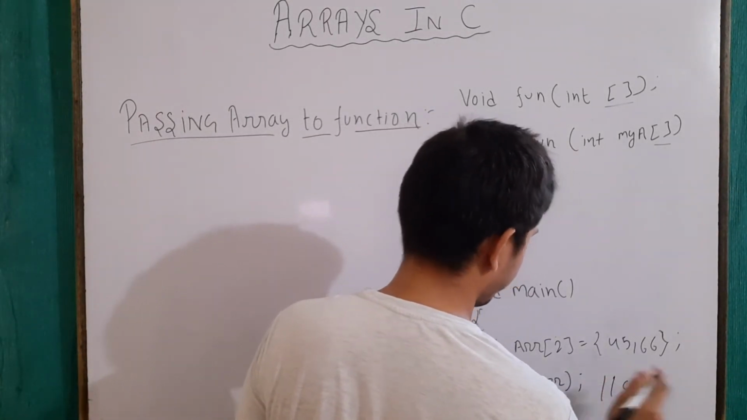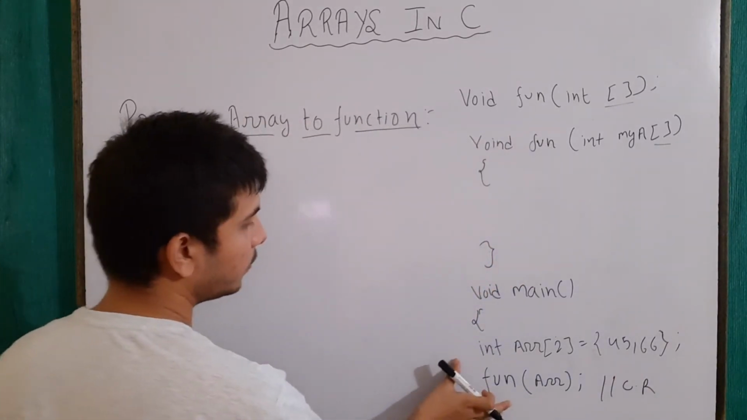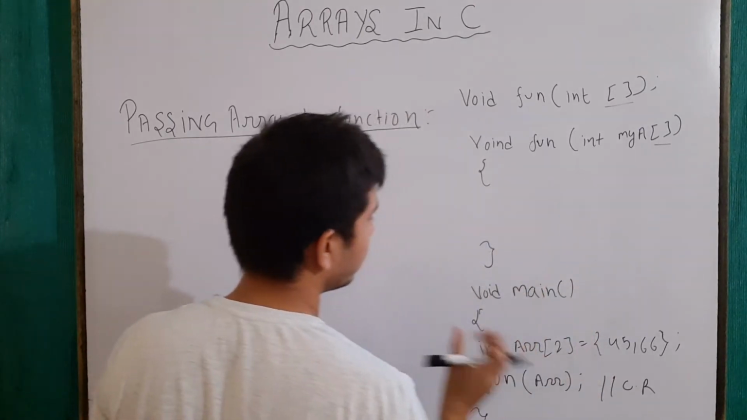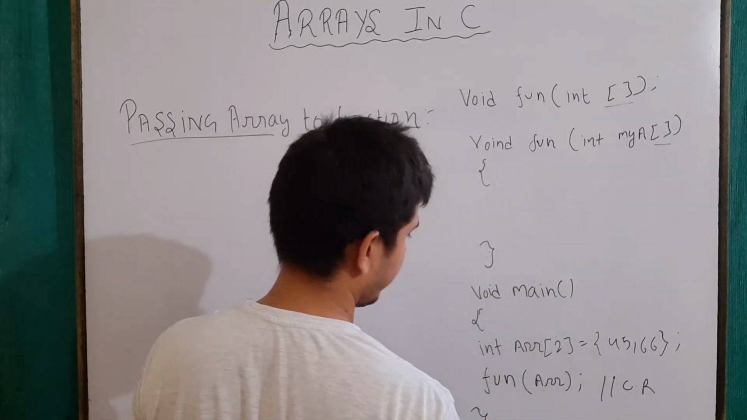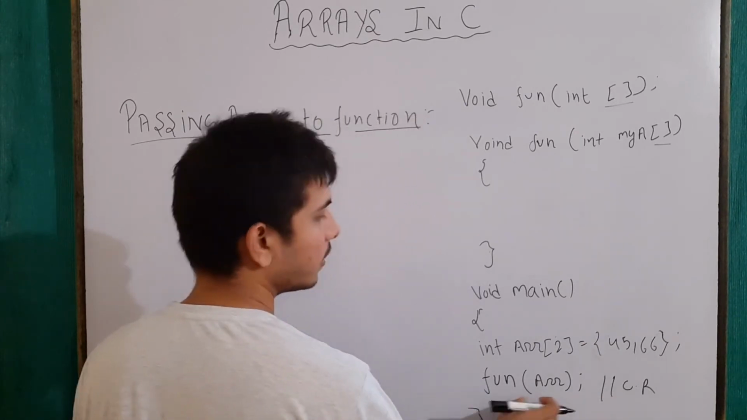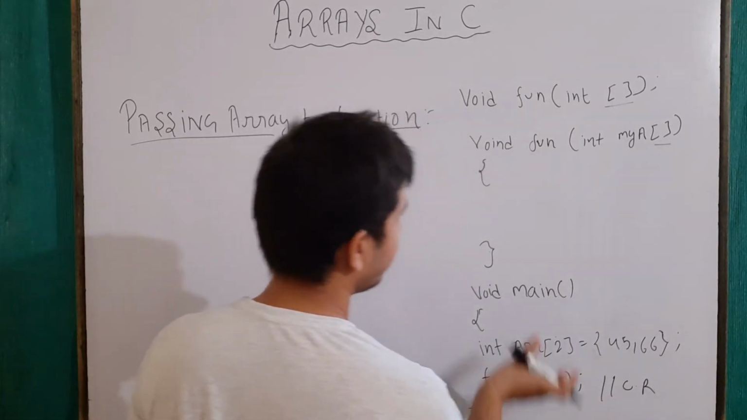Also remember that the entire array is passed by call by reference. What does it mean? That if I'm changing any element's value here, it will also be reflected in the main array. Okay, let's see how it is done. So in call by reference, the array will be passed.